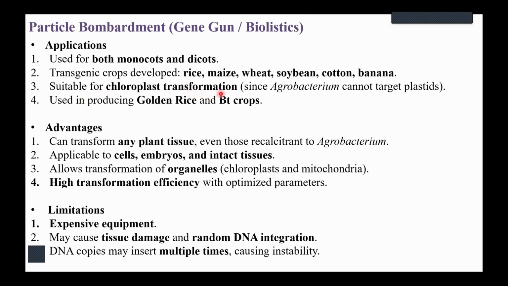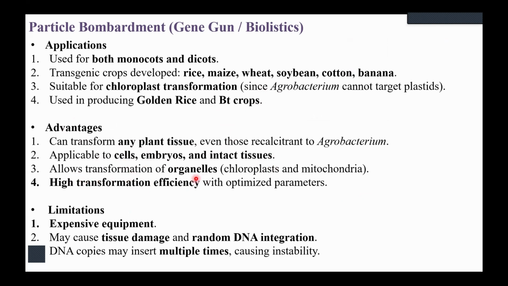It is suitable for also chloroplast transformation. So we also have DNA in the chloroplast. The chloroplast DNA can be transformed using ballistic methods. This is the method that is used in golden rice and BT crop. The advantages of this method is that any plant tissue can be transformed by using ballistics. It can be used to transform cells, embryo, as well as intact tissues.